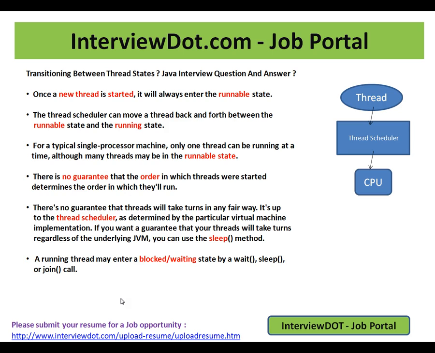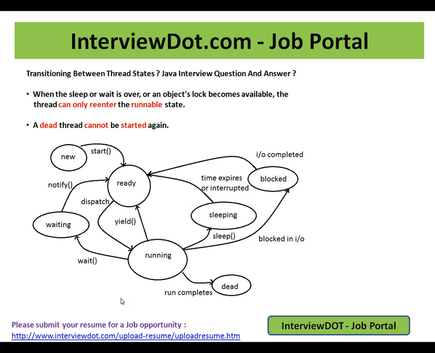First point, once a new thread is started, it will always enter the runnable state. Please don't assume that whenever you start a thread it will go to the running state. No, there is a state called runnable state or ready state here. So whenever you start a thread it goes to the ready state or runnable state.